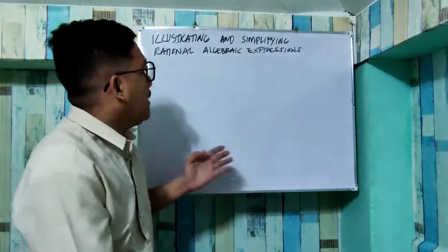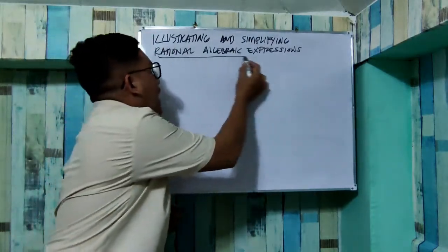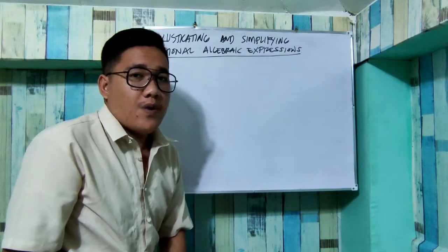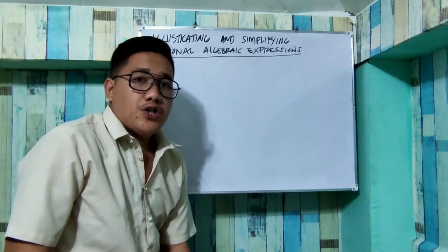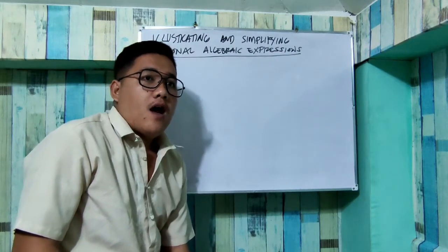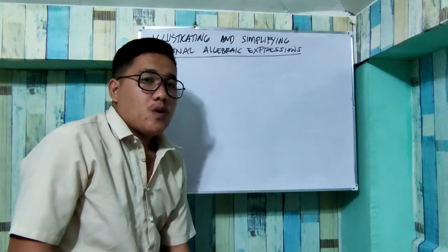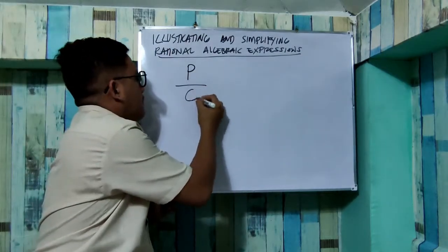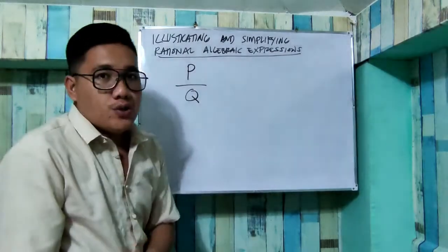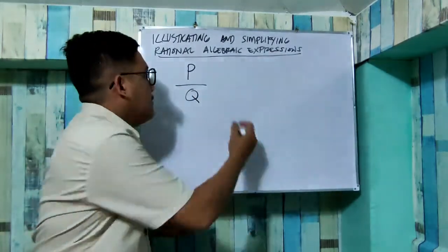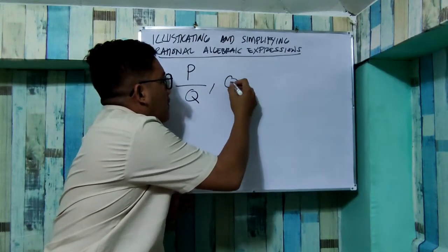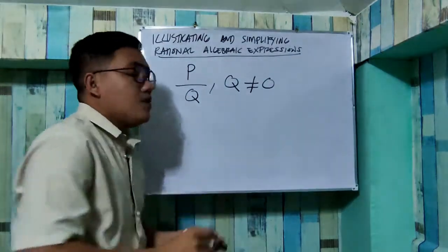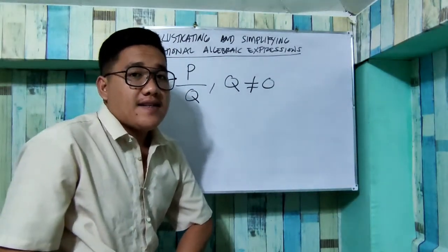What do we mean by rational algebraic expression? When we talk about rational algebraic expression, it is a ratio of two polynomials wherein the denominator is not equal to 0. Meaning, the ratio of two polynomials wherein Q, or the denominator, is not equal to 0. Kasi pag equal to 0 ang denominator natin, it is undefined.